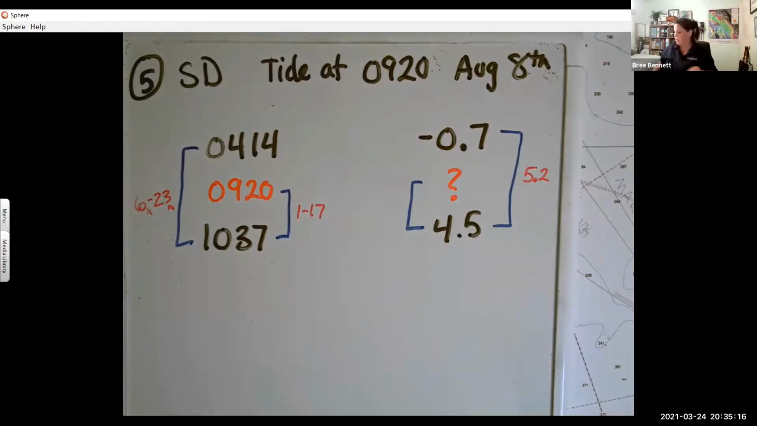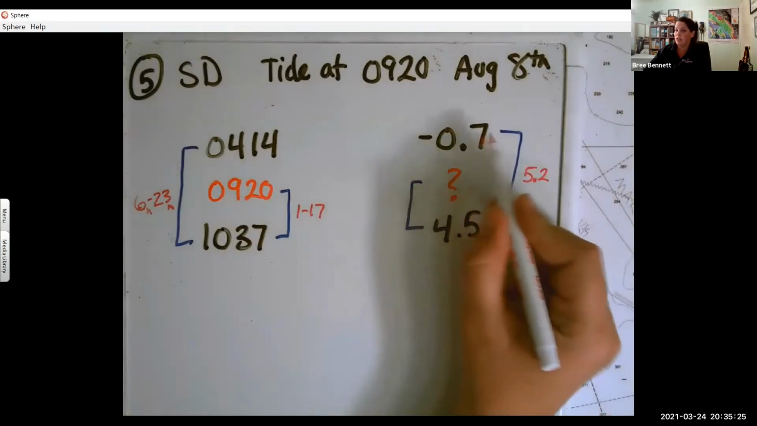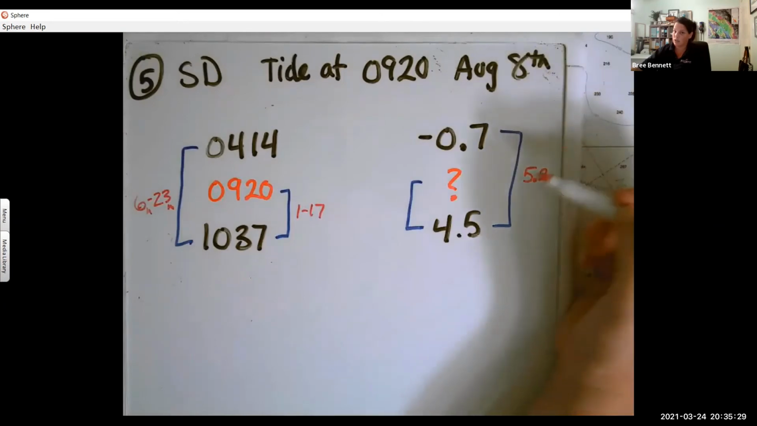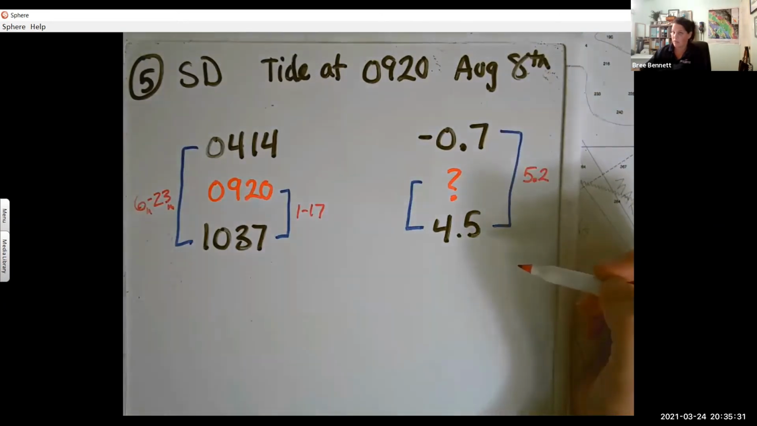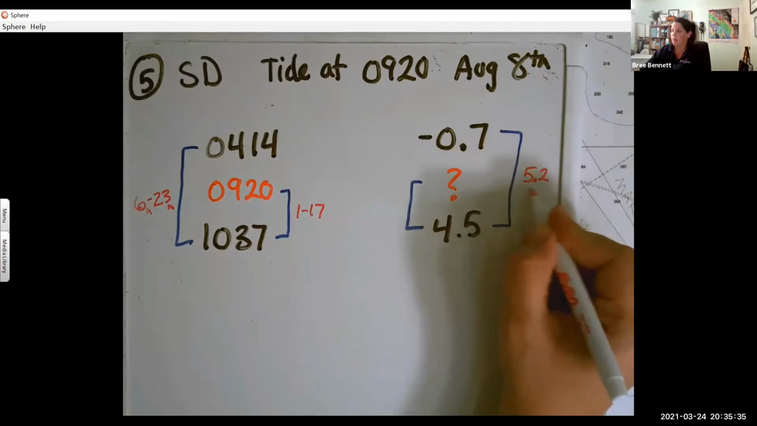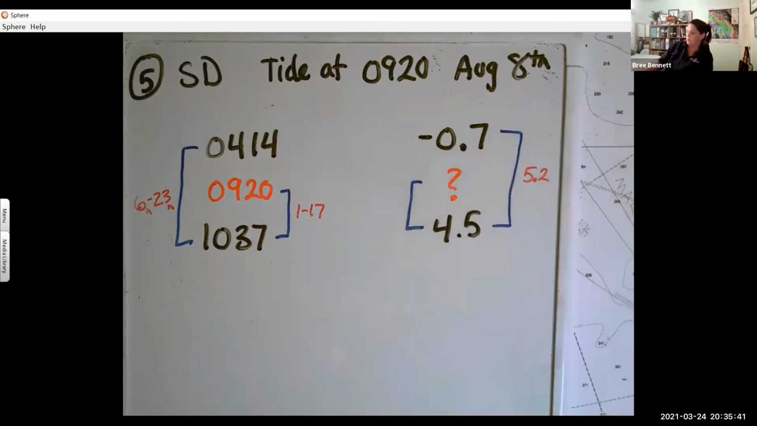Okay, so we're going to go to table 3. I also wanted to note on our range, we had a negative range. So we went from negative 0.7 to 0 to 4.5. So our tidal range would be 5.2. Everyone get that? Okay, cool.